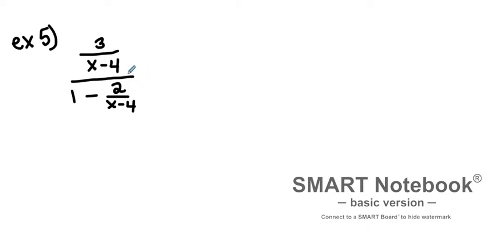Okay, so again, we need to find our LCD here. Let's see. So this denominator is an x minus 4, so I'm definitely going to need an x minus 4. This denominator has an x minus 4, but I already added that to my LCD, and this is just 1 over 1, so we don't need to worry about 1. So my LCD is x minus 4. All right, let's multiply everything by our LCD.